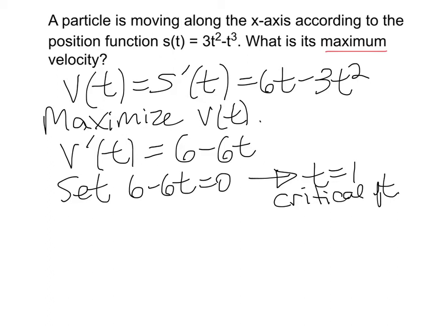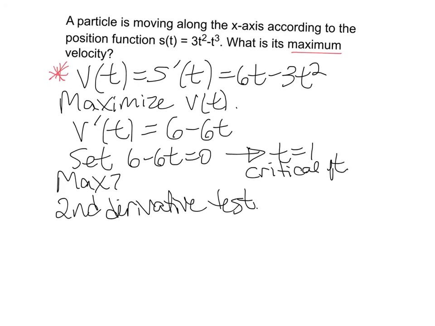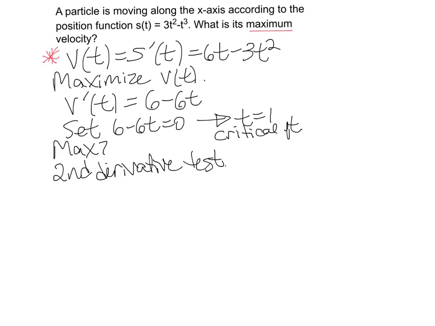Now, does that critical point actually represent a maximum? How can we test that? The easiest way to test that is to use the second derivative test. So remember, the function that we're really interested in is this v of t function right here. So we want to take the second derivative of that function. So we need v double prime of t, which is equal to negative 6. That is always negative.